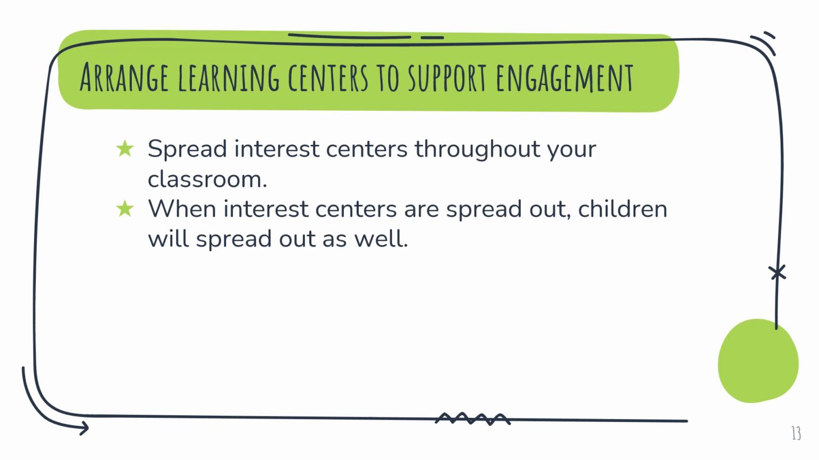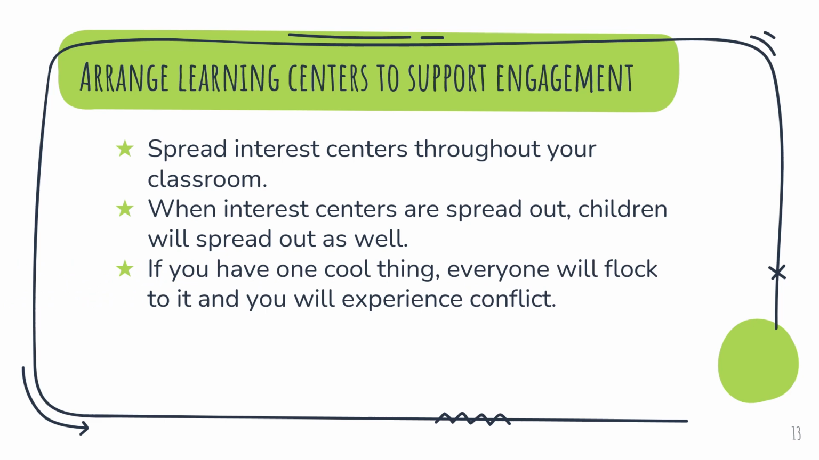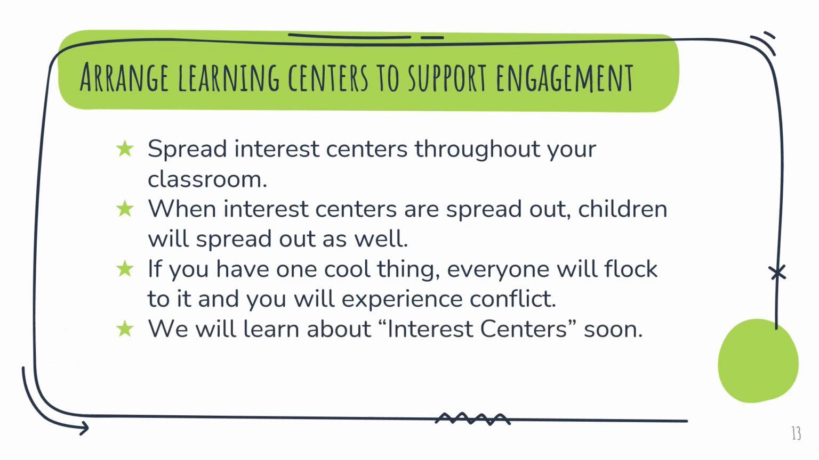When interest centers are well spread out, children will spread out as well. So if we have activities throughout and across our classroom, then children are more likely to spread out to play in those different interest centers. If you have one cool thing in your classroom, all the children will flock to that cool thing, and you're likely going to experience some conflict because you only have one cool thing for the kids to do. So you want to make sure to arrange your interest centers to support engagement. And as I mentioned, we're going to learn about interest centers soon.